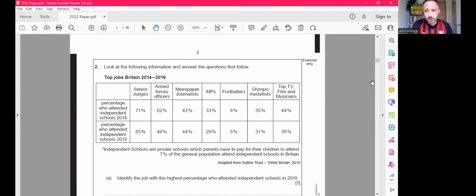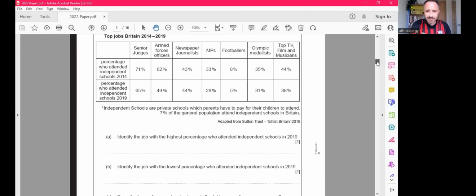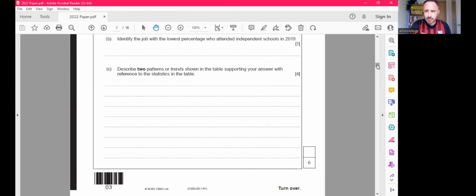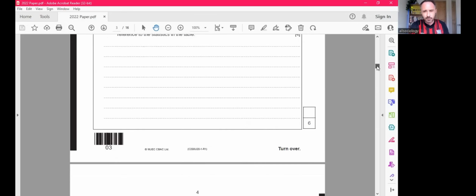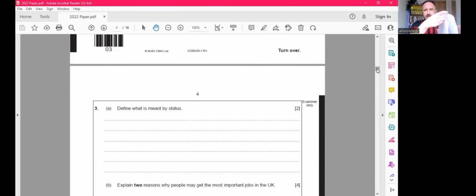So you have to use the statistics from that table in order to get anywhere close to 4 out of 4 for that. So let's have a look at question number 3. Question 3 is a 2-marker. With 2 markers, the way you get both marks is you give the answer and then you develop it. Your development can be any extra information or an example.